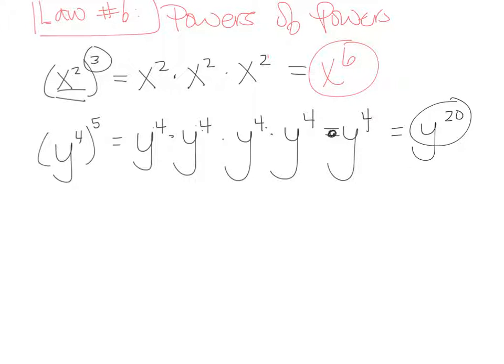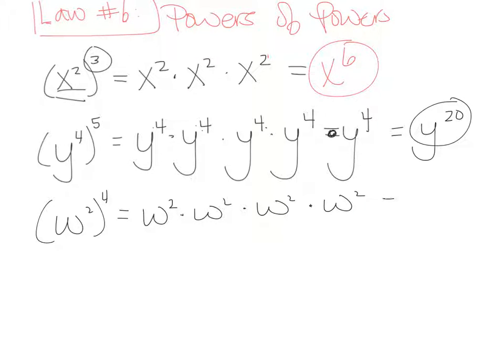And if we do one more, w to the 2nd to the 4th power. This says w squared times w squared times w squared times w squared. What operation is between all of these? Multiplication. What do you do with the exponents? You add them. 2 plus 2 plus 2 plus 2 is 8.